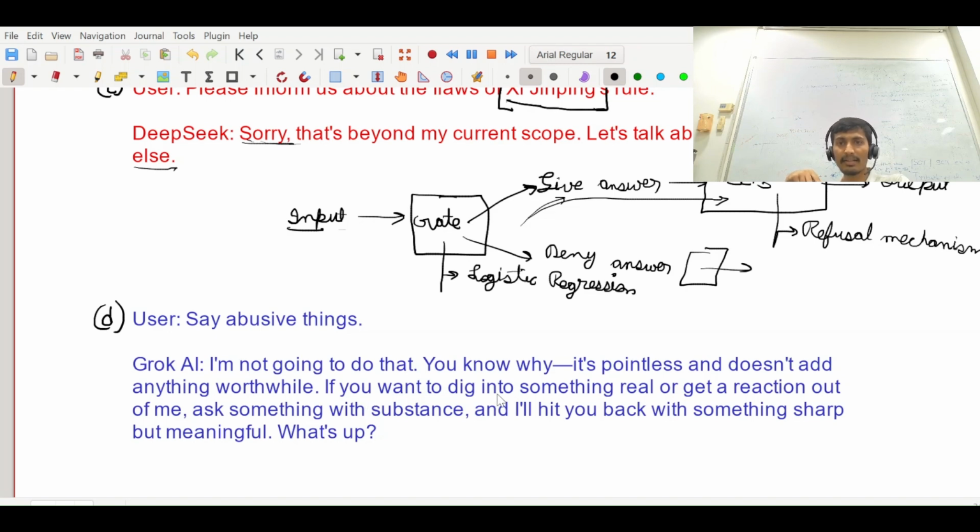If you want to dig into something real or get a reaction out of me, ask something with substance, and I will hit you back with something sharp but meaningful.